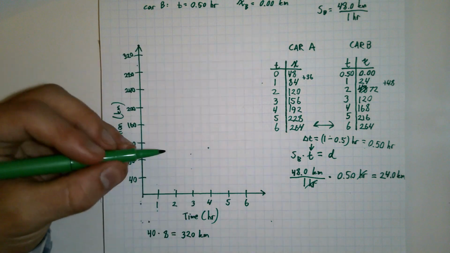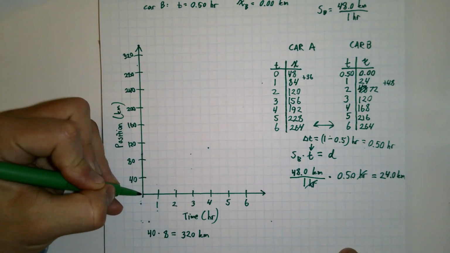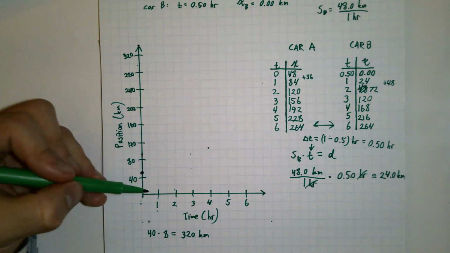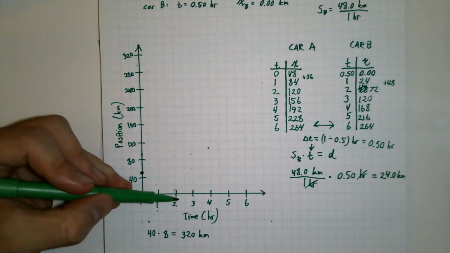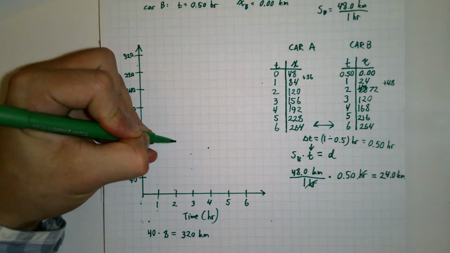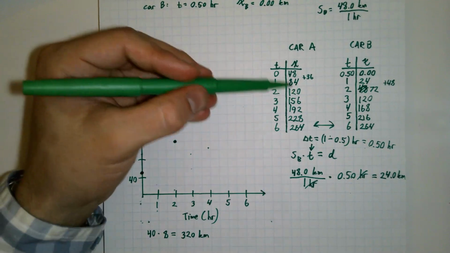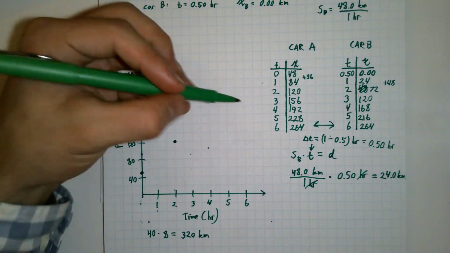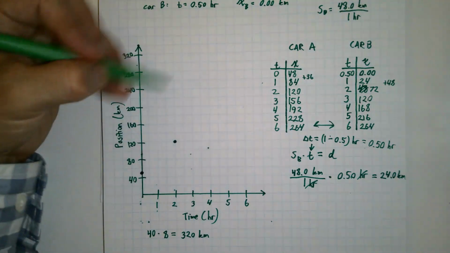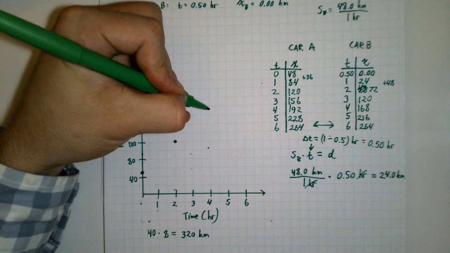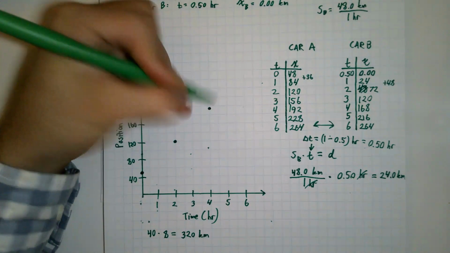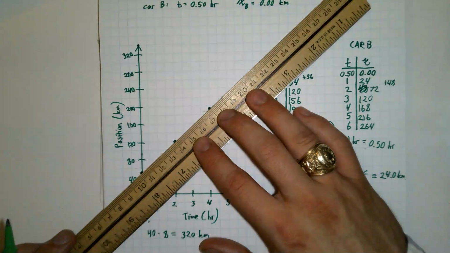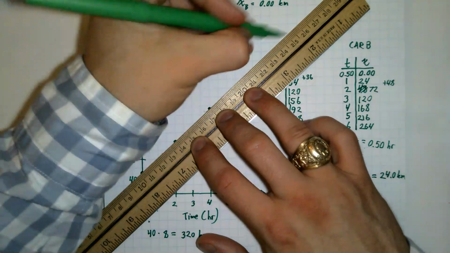I'll start with car A. At a time of 0 hours, I'm at 48 kilometers. At a time of 2 hours, I'm at 120. At a time of 4 hours, I'm at 192. 4 hours, 192. Should be just below the 200 mark. And now I'll go ahead and connect these 3 points. All I actually need is two points. That would be enough.